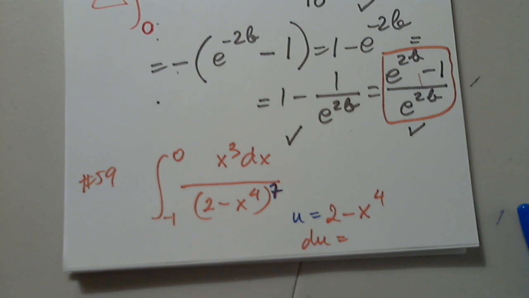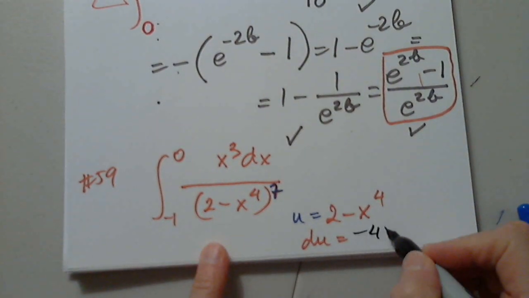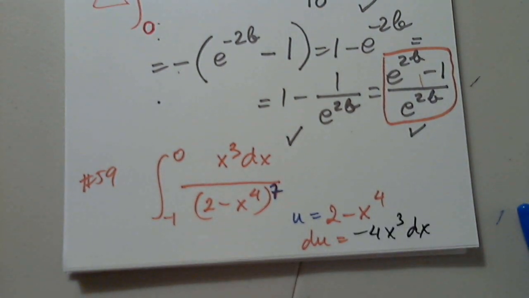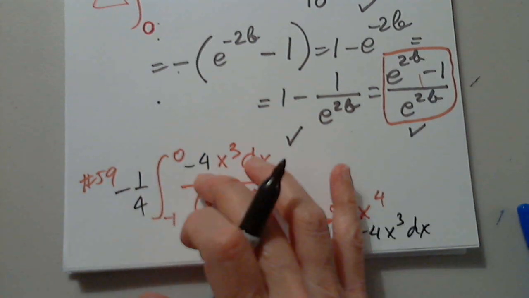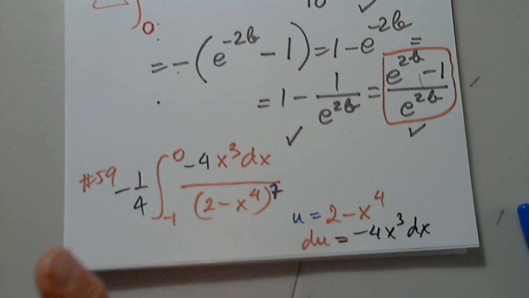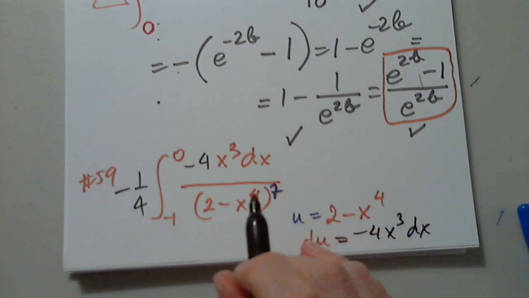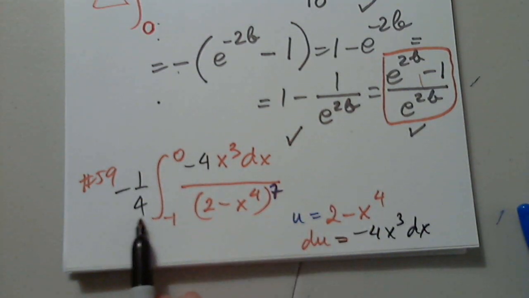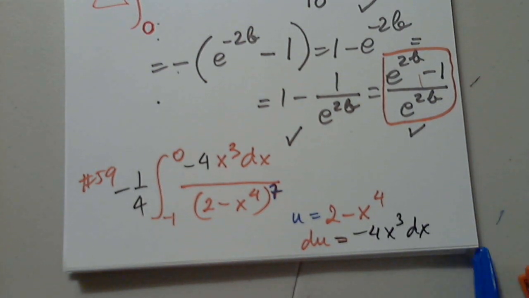Negative 4x cubed dx. Excellent. What I show in my STEM classes, instead of solving for x cubed dx, I multiply by -4 and divide by -4. -1/4 times -4 is 1. I didn't change the problem. Multiplying the numerator by -4 and multiplying the denominator by -4 is the same thing. But now, look what happens.